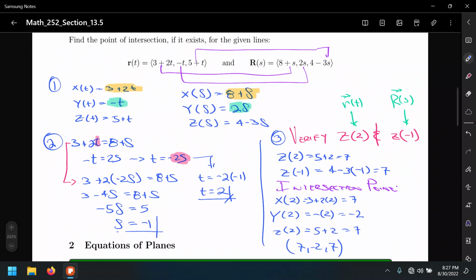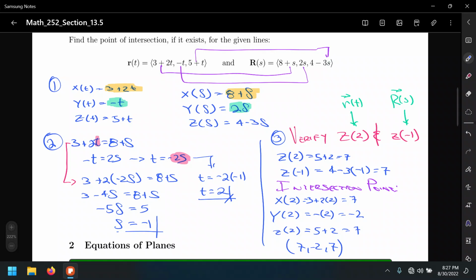Let's verify using the s equation. The other alternative is to plug in s equals negative 1 on the second set of equations. So x is 7, same 7. 2 times negative 1, that's negative 2. And 4 minus 3 times negative 1, that's 4 plus 3, which is 7. So it doesn't matter which one you use. You don't have to do both. As long as you do only one, that's good enough.